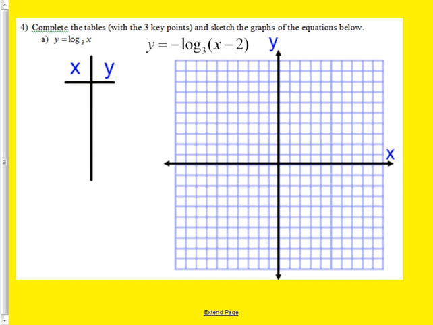Okay, this one is just the parent one, except it's been moved a little bit. If I were you, I would just rewrite this puppy and ask yourself, what are the parent points? And then take all the parent points, graph them, and then do these things to them.